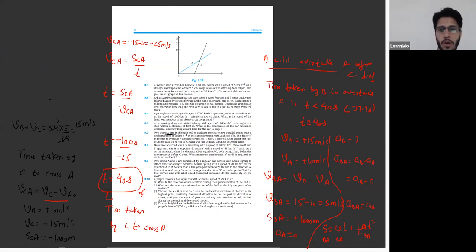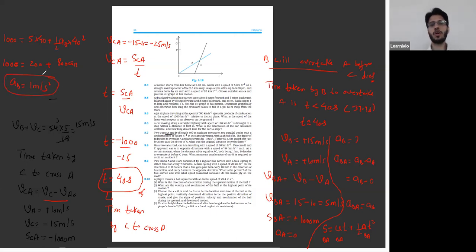So if I substitute all values here, SBA is 1000. Velocity of B with respect to A comes out to be 5. Time is 40. So 1000 is 200 plus half times acceleration AB into 40 square. Very good, all are getting the right answer. So 1000 is 200 plus AB into 800, since 40 square is 1600. So your AB comes out to be 1 meter per second square.